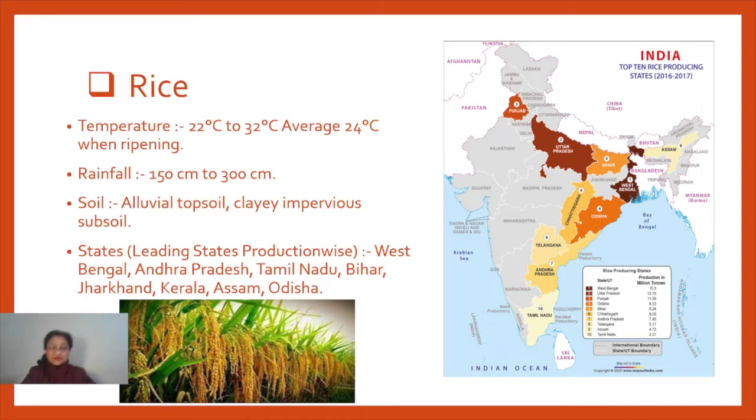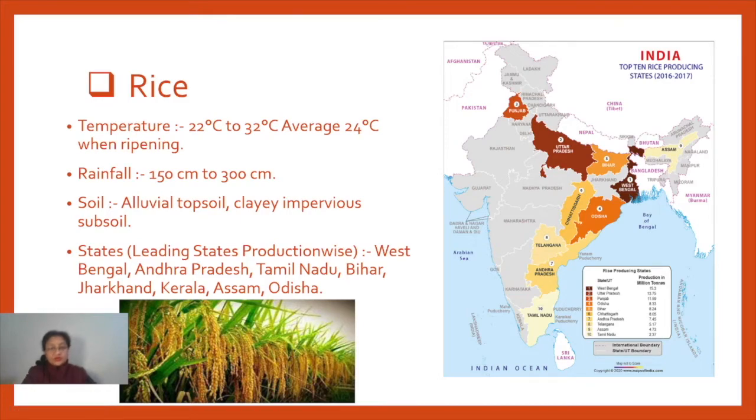Moreover, if we talk about state-wise production, the leading states in the production of rice, we can say West Bengal is number 1. Number 2 is Uttar Pradesh, number 3 Punjab, and then the other states of the northern plains. Along the eastern coast you will also find Odisha, Chhattisgarh, Telangana, Andhra and even Tamil Nadu, states which grow a large amount of rice.